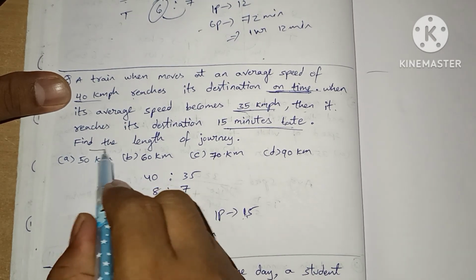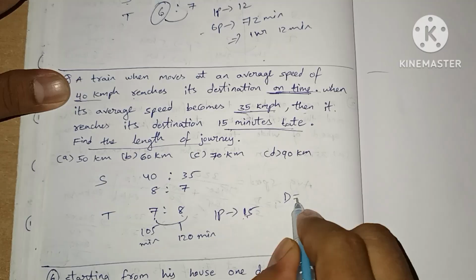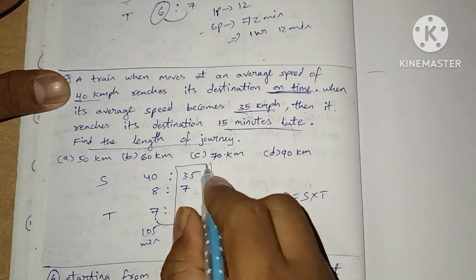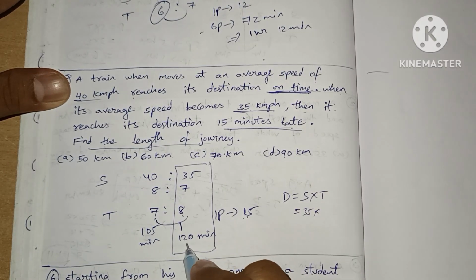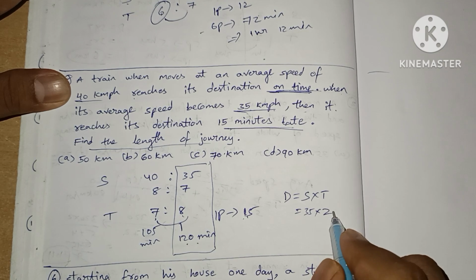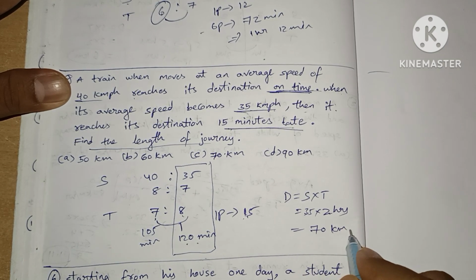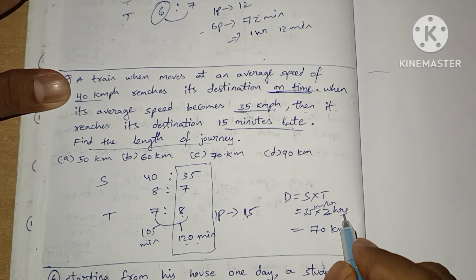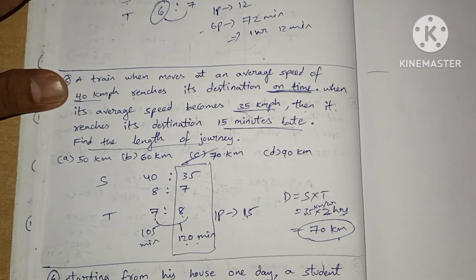Now we need to find the length of the journey. So length is nothing but the distance. Distance is equal to speed into time. We'll take one of the speed and time. Here the speed is 35, and the time t here is 120 minutes. 120 minutes is nothing but 2 hours. So 35 into 2 is 70 kilometers. This is kilometers per hour and it is 2 hours. So we have 70 kilometers. Option C is our answer.